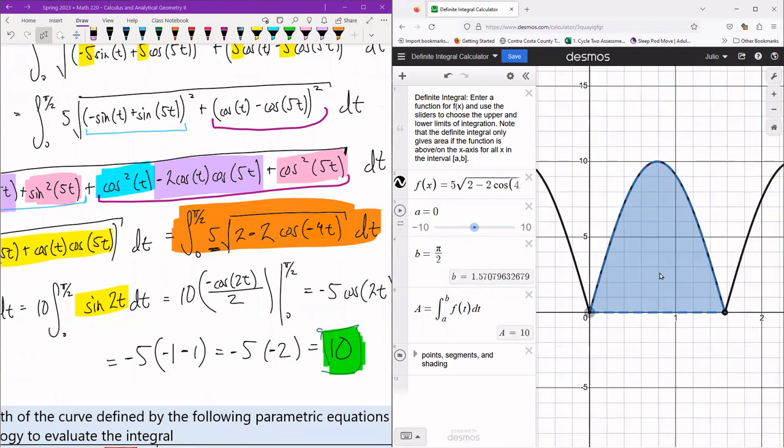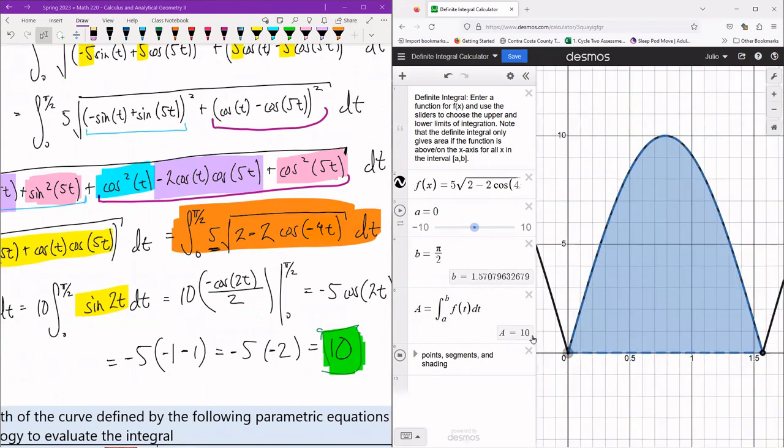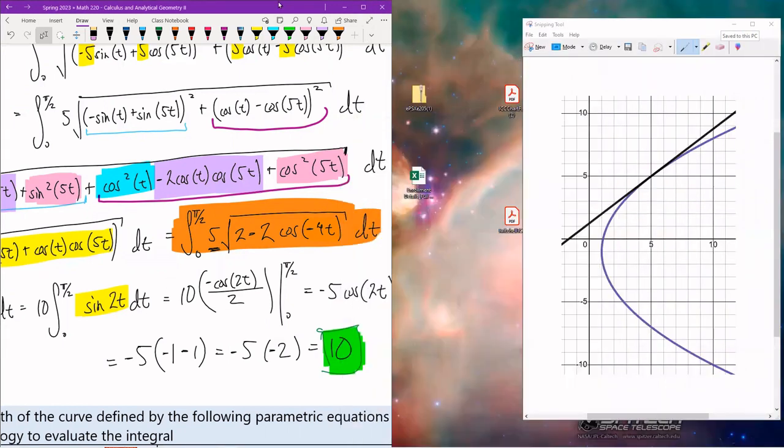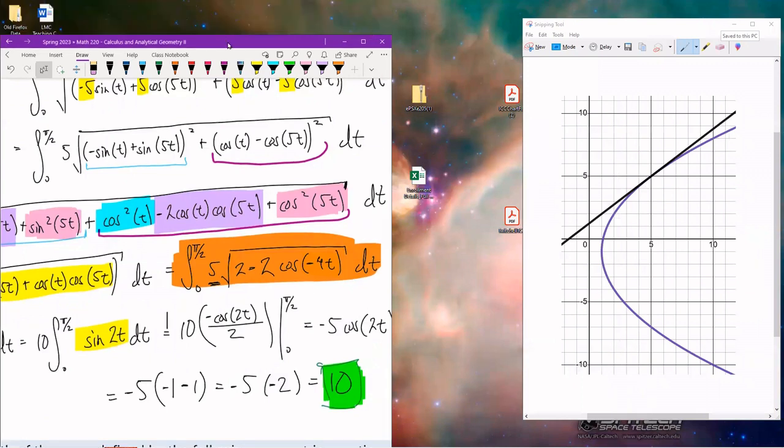Ta-da! So the answer that we're supposed to get, if we did it right, should have been 10. And lo and behold, it's 10. We're good. We're golden. We are excellent. Okay. So, like I said, you can still use this definite integral calculator to find an answer, okay? Just in case, right? All right.